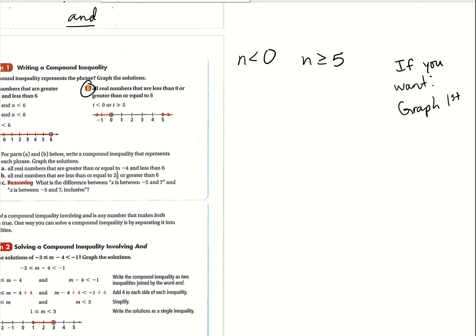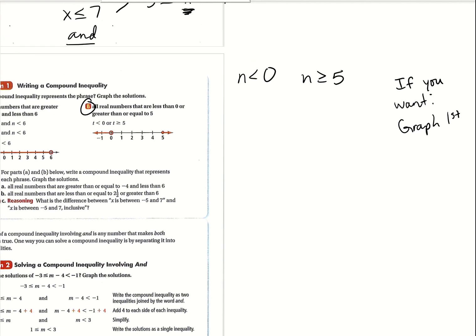All right, so I would prefer to graph this, especially where you're not necessarily sure if you have one, and you're not entirely sure if, let's see, we can do 0 here. If you're not entirely sure if it's going to be an and or an or, that's especially where I prefer to graph first. Okay, and this is kind of why.